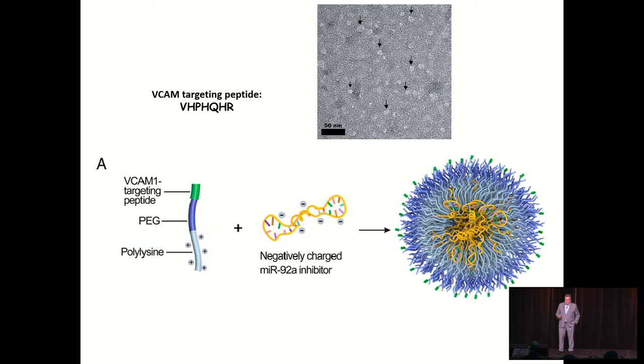So as I said, these things form uniform spherical micelles. You have this negatively charged microRNA inhibitor. We have a block copolymer that's PEG polylysine, but with a VCAM targeting peptide on the exterior. And this is one of the, just looking ahead, I'm not going to show you any data like this, but this is one of the important features of using self-assembly as a way of making biofunctional nanoparticles. There's really no reason why we couldn't put more than one kind of functional peptide on the outside and make a micelle that had two or three functionalities, one for targeting, maybe one for cell penetration, and other things like that. So I want to call attention to the merits of self-assembled nanoparticles for these kind of applications as well.